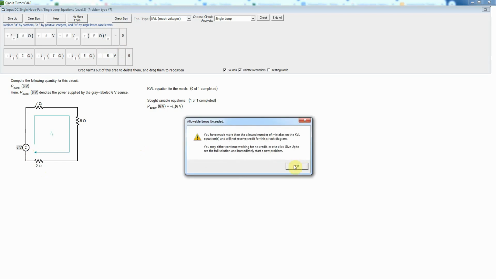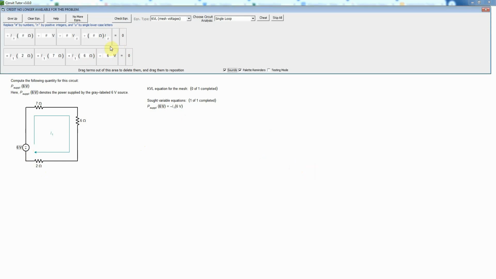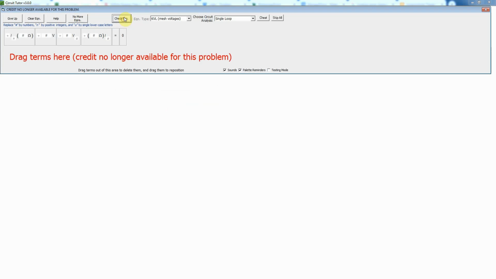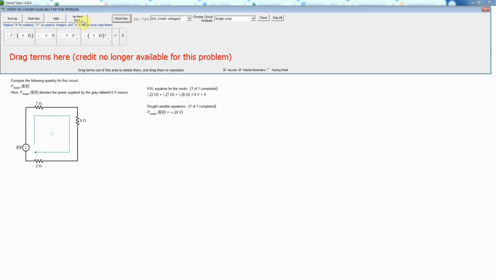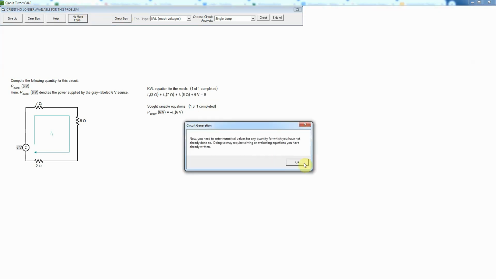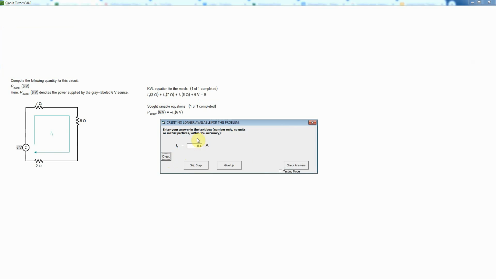Okay, and unfortunately that was too many mistakes on this problem because it's a very simple problem. So you will have to now work a new problem. Okay, I will continue it nonetheless, although I won't get credit for it. And that's correct. And then I'm done with equations. Now I have to solve. And solving for I1 here, just again with simple algebra, that's going to be negative 6/15, which is minus 0.4.